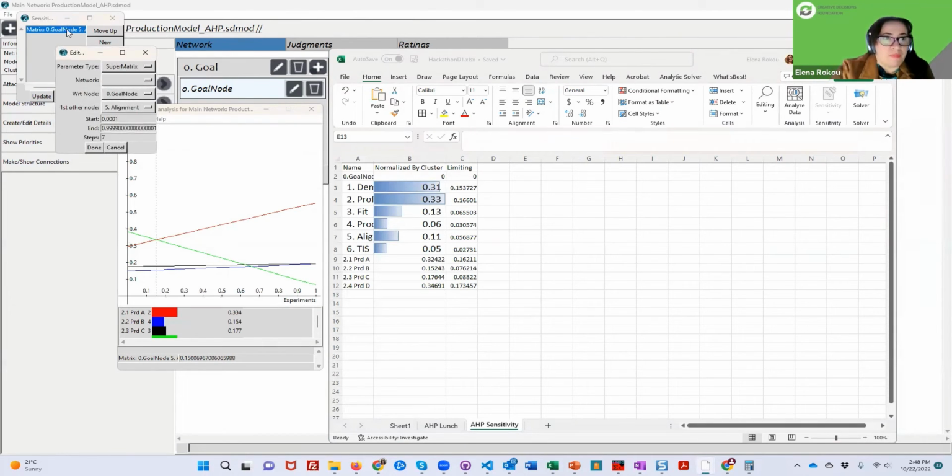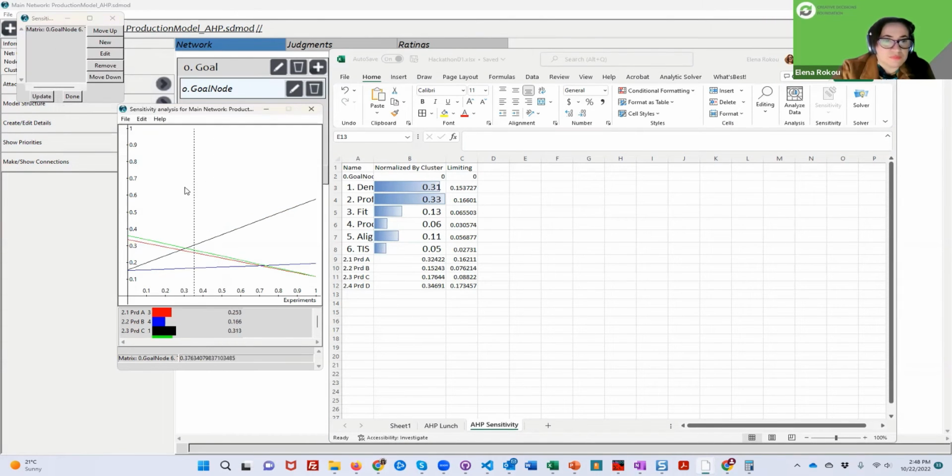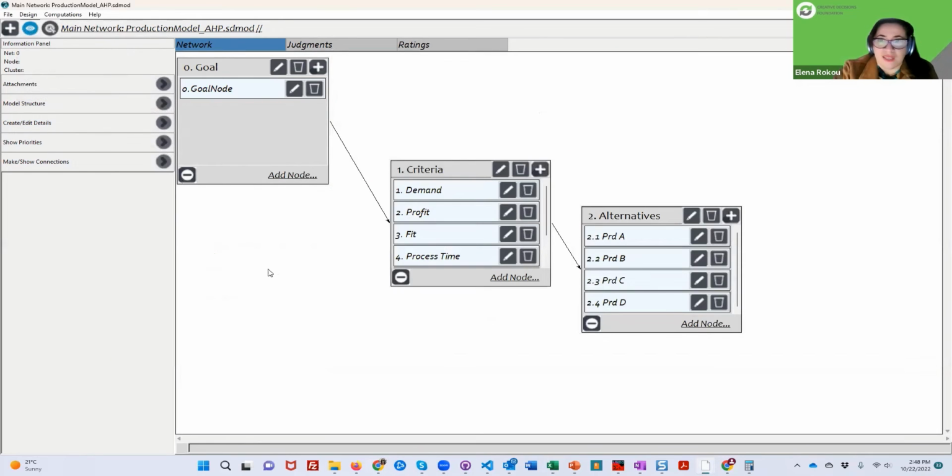And the last one, timing system. We don't have a rank reversal between the first two. However, if the timing system starts becoming a problem, then the best solution will become product C, which is really fast to produce. Are we good so far? Excellent. That's how we use and evaluate the sensitivity analysis.